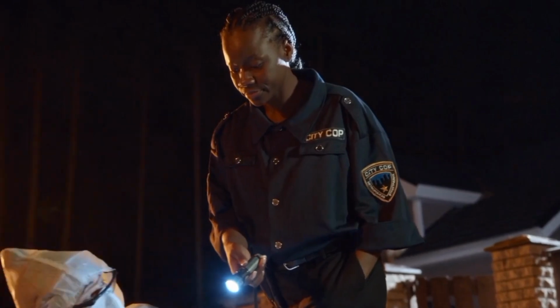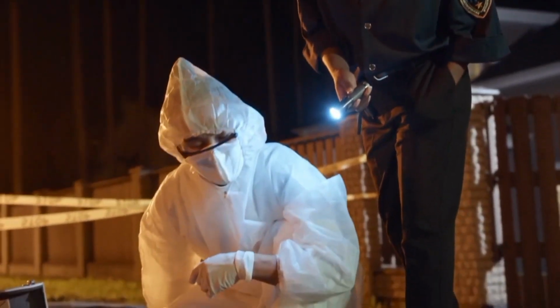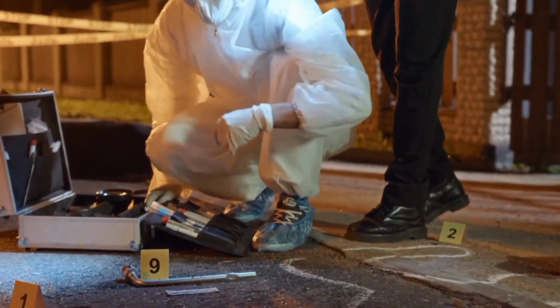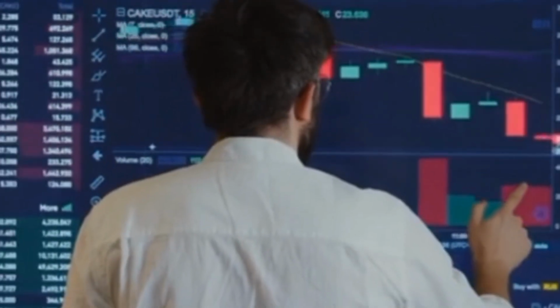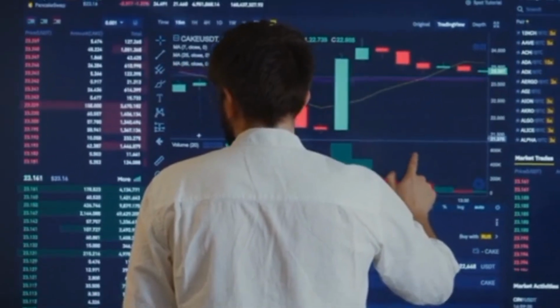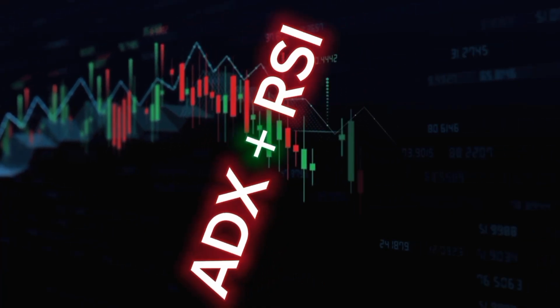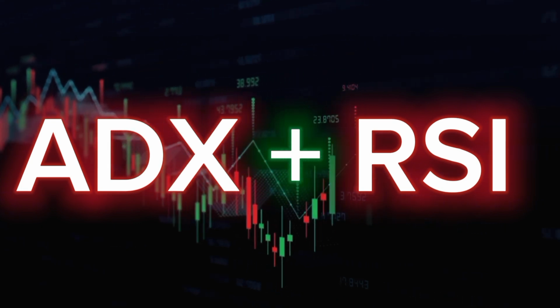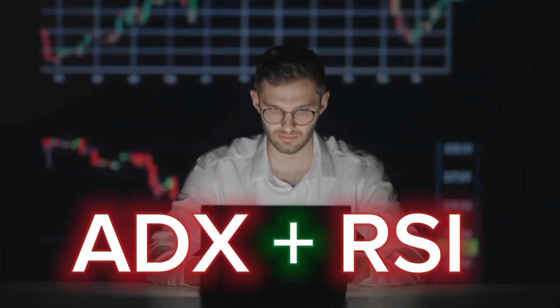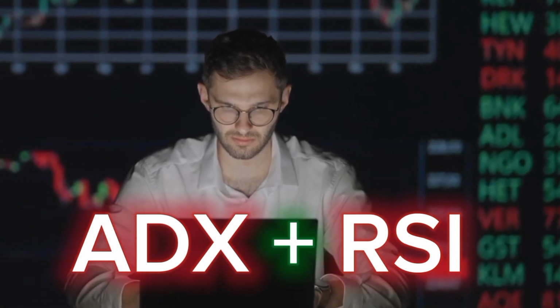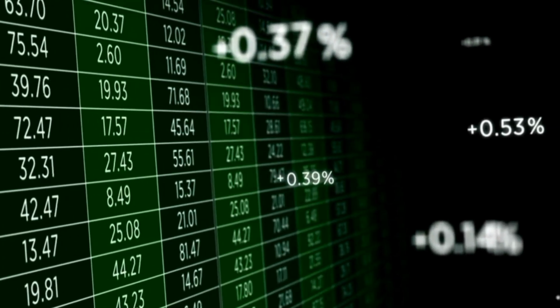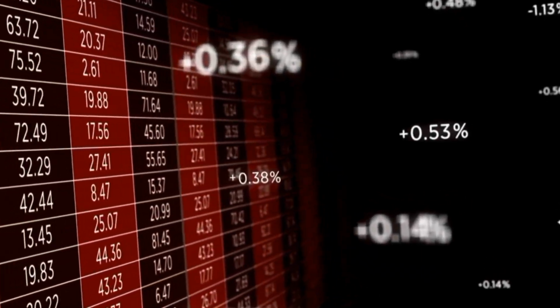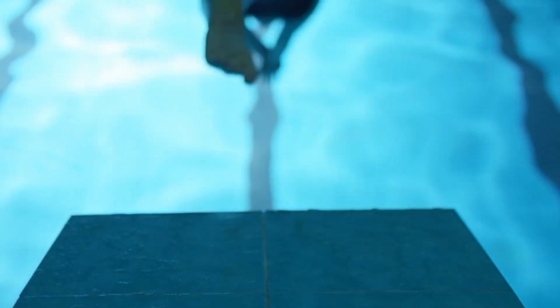In critical situations, police use multiple tools to avoid mistakes and make the right call. Trading is no different. Relying only on RSI can lead to false signals. That's why we add ADX to confirm trend strength and avoid bad trades. In this video, we'll show you how to combine RSI and ADX so you don't miss opportunities and, at the same time, avoid heavy losses. Let's dive in.